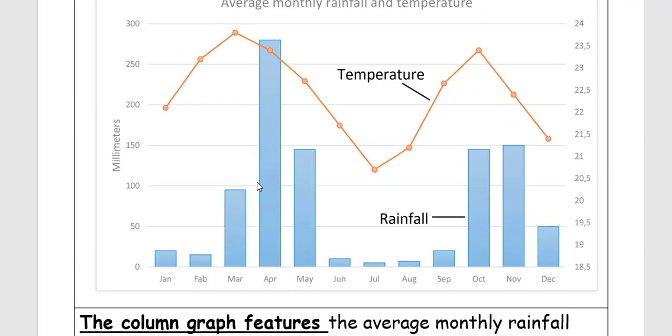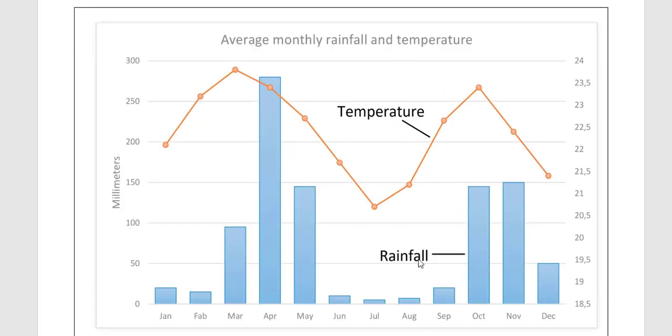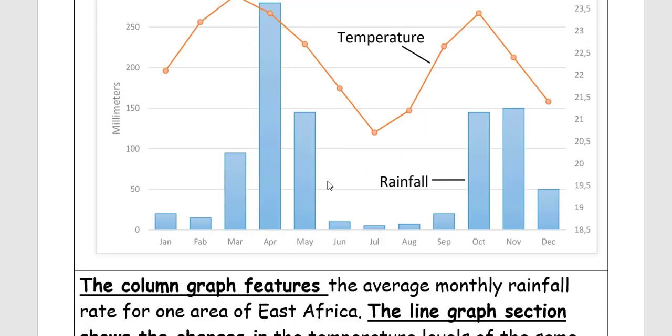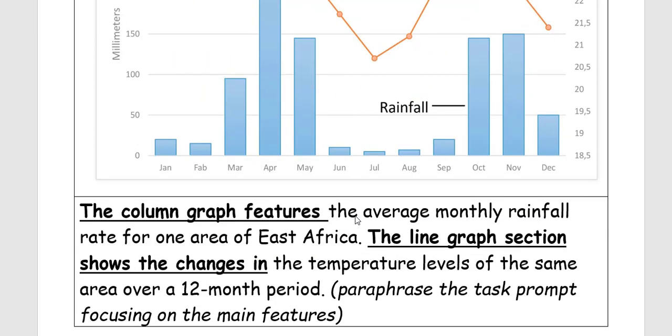Okay. So here we have average monthly rainfall and temperature. Okay. So here we have temperature and here we have rainfall. Okay. And then here the measurement is given in millimeters. Okay, now our job is to show the correlation between the data presented in the line graph and the bar graph. So first, let's look at the introduction paragraph.